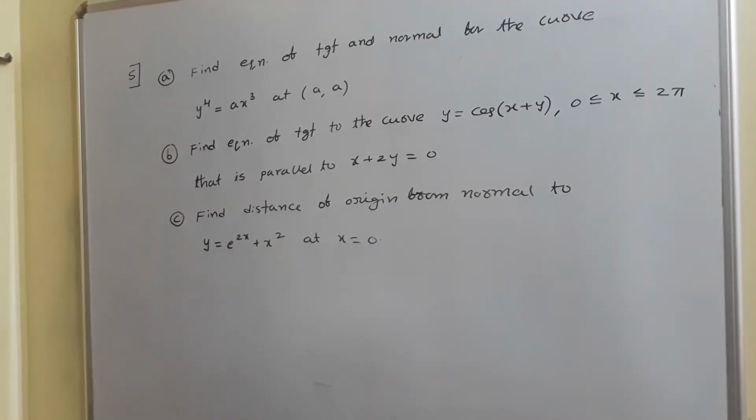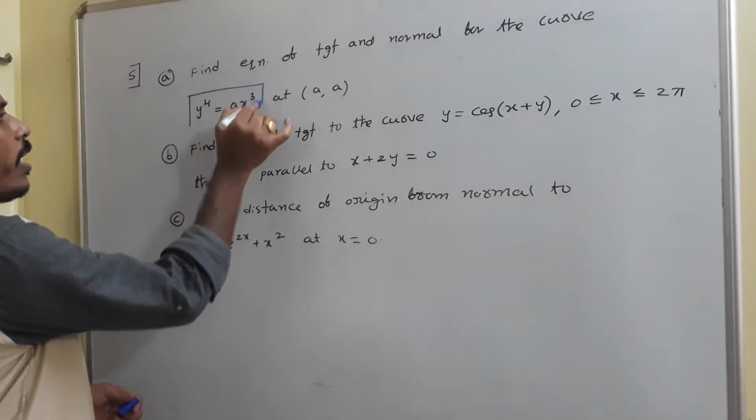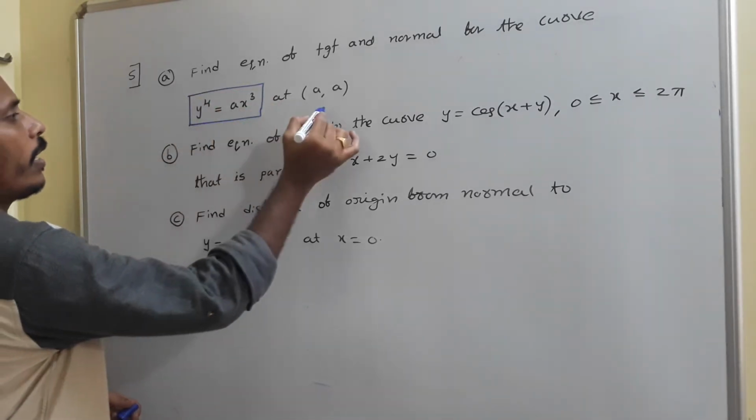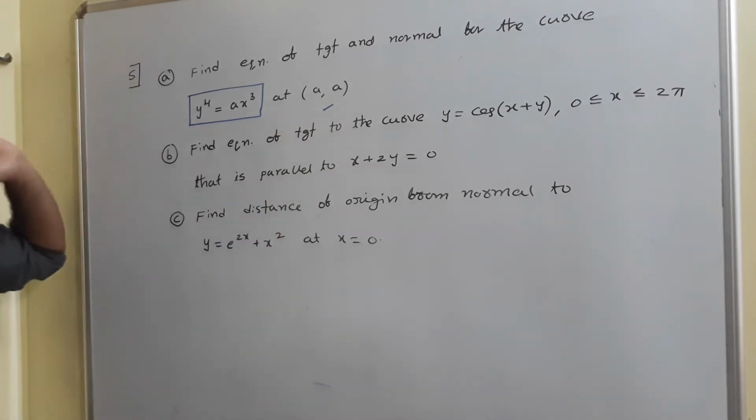So just have a look. We have three different problems related to the equation of tangents and normals on the board, okay? And the first problem is very simple. We need to find the equation of tangent and normal for the given curve y⁴ = ax³ at the point (a, a). So first of all, I am going to solve this problem.